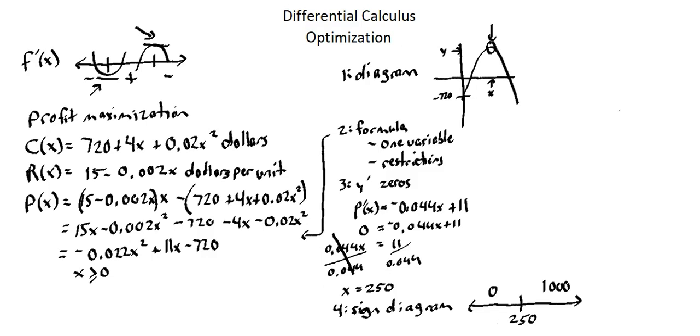So looking at my derivative, if I input 0 for x, I have negative 0.044 times 0 is 0, plus 11 will give me a positive value. Now moving to the right of 250, let's test 1,000. Negative 0.044x times 1,000 is 44, negative 44. Plus 11, negative 44 plus 11, is a negative value.